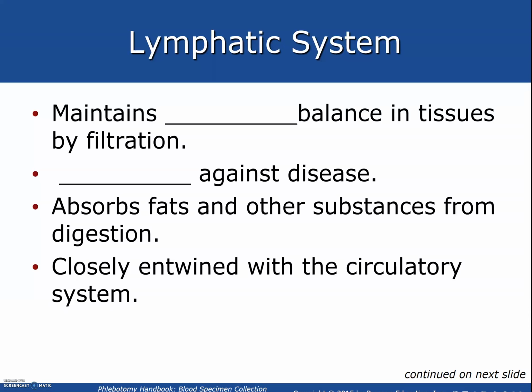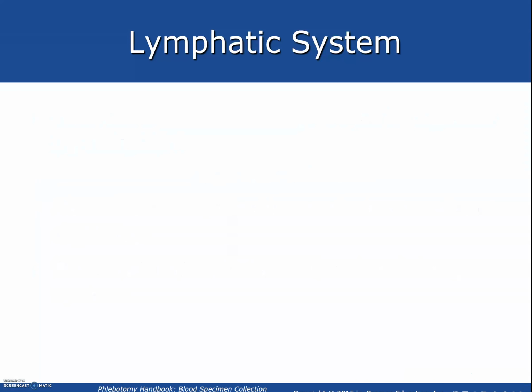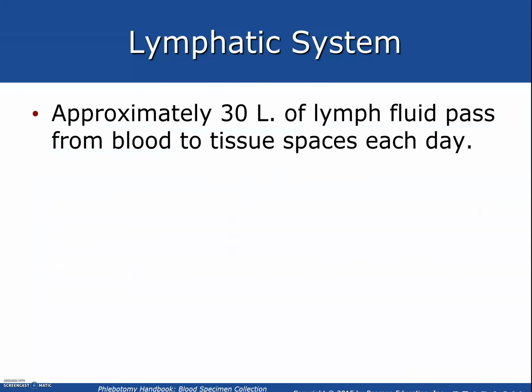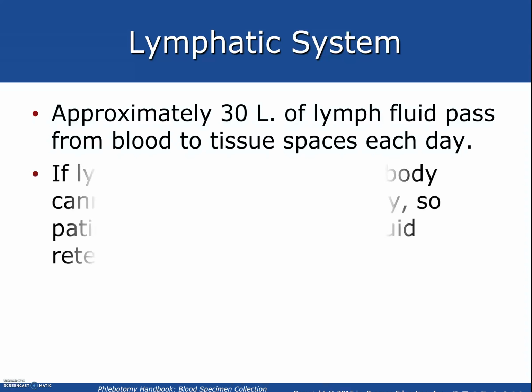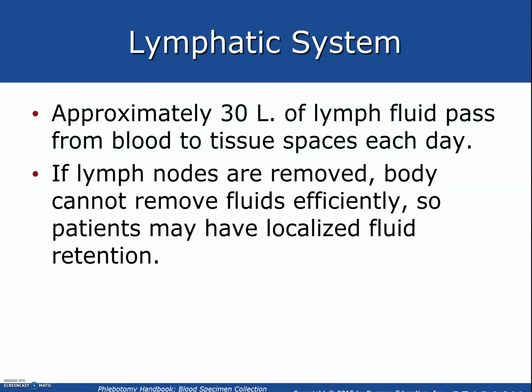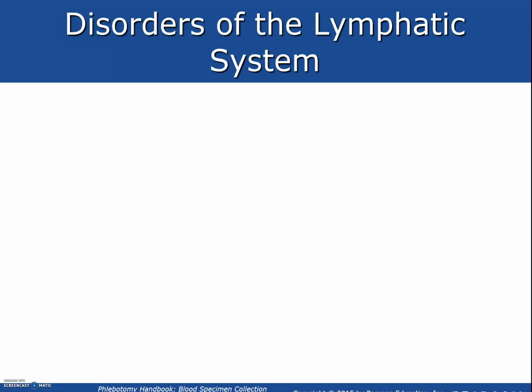Our second blank, it is either fight against disease or defense against disease. Either one would be sufficient. So approximately 30 liters of lymph fluid pass from blood to tissue space each day. And if the lymph nodes are removed, the body cannot remove fluids efficiently, so patients may have localized fluid retention, which I will show you an image of in class.